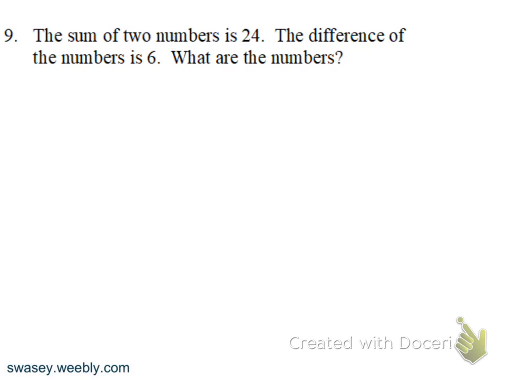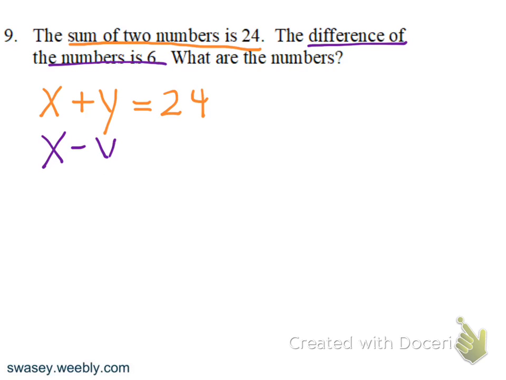Number 9, we need to write equations for these. Sum of two numbers. We don't know what the numbers are, so I'll call x one of the numbers and y the other number. Sum of the numbers is 24. The difference of the numbers is 6. Difference means subtract.